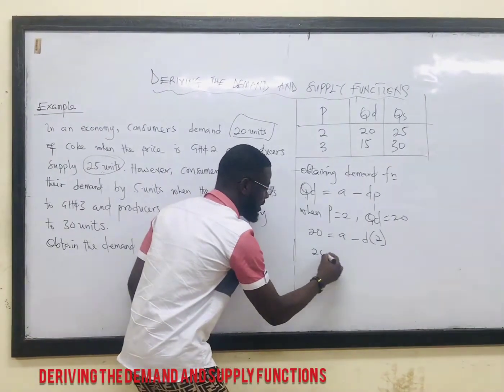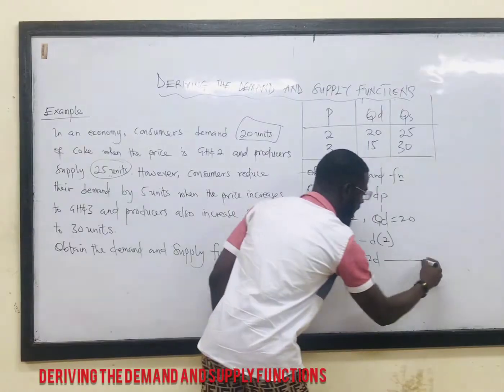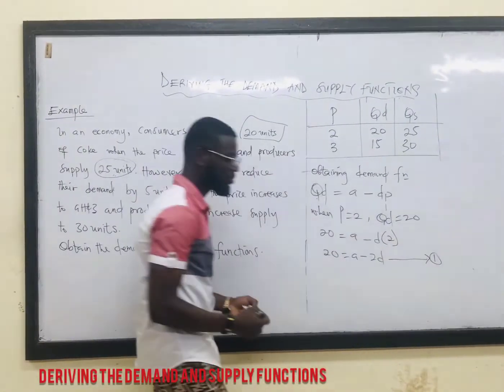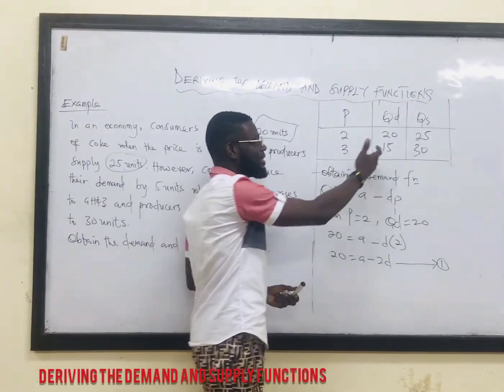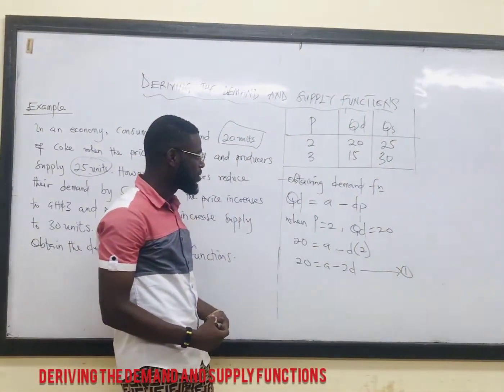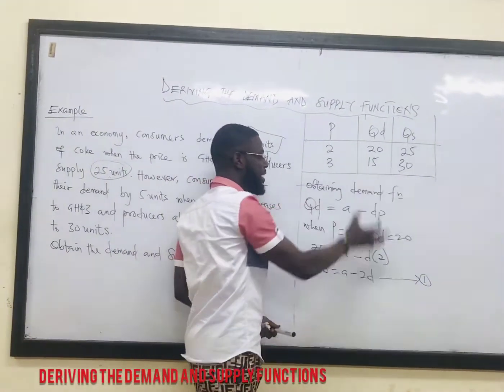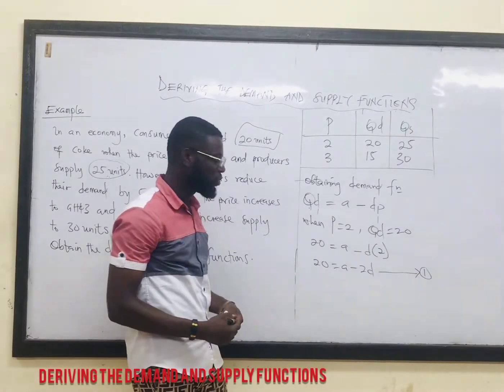So 20 equals A minus 2D. That would be our equation 1. Then again, when the price increased from 2 to 3, changes were made in the quantity demanded and quantity supplied. So we are going to also substitute the changes again into the default demand function and get our equation 2.